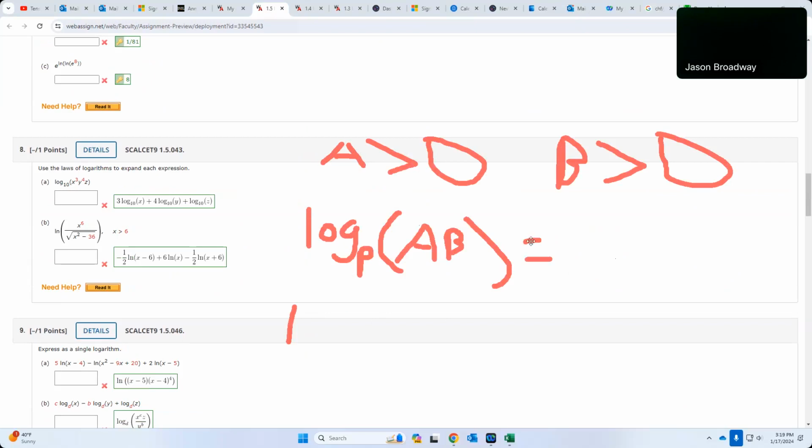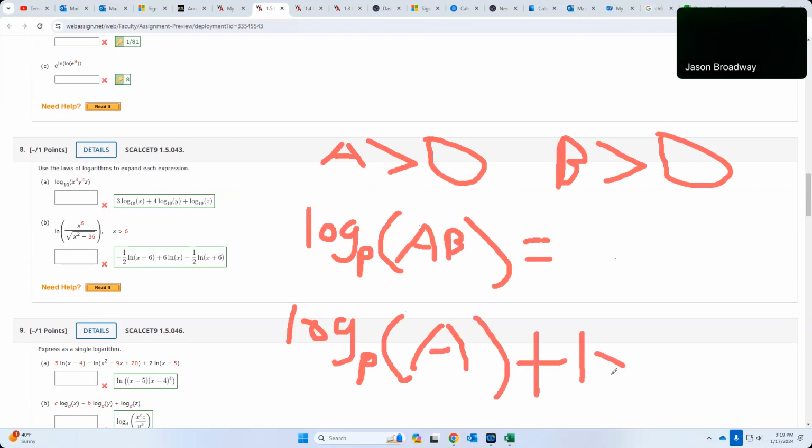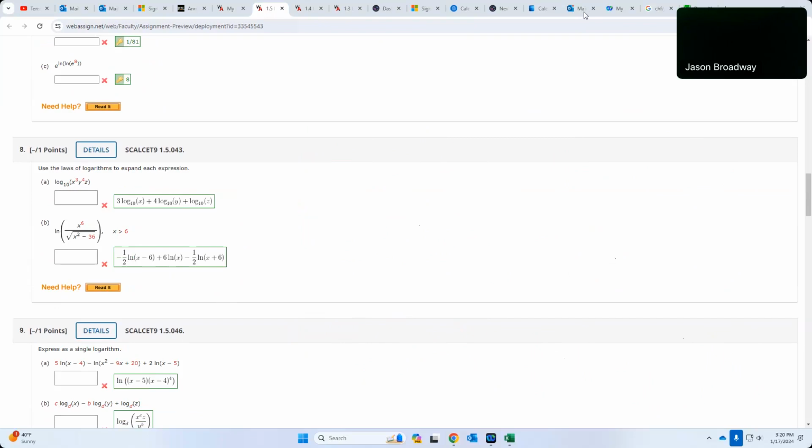So let me go down here. So that equals log base P, P is a positive base, of A plus log base P of the other, B. Notice it's a product in here. It's times. We're timesing, but out here we're adding. But anyway, we also have the exponent.